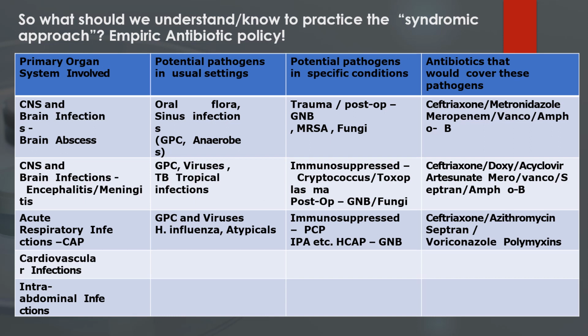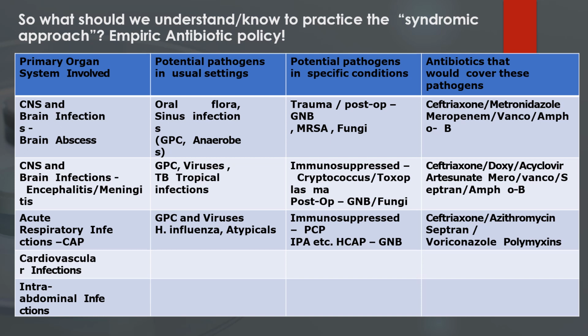So what should we understand or know to practice this syndromic approach? There is an empirical antibiotic policy. Primary organ system involvement is necessary to understand. Whether it is CNS or brain infection we face, for example, brain abscess, then what are the potential pathogens in the usual settings? What is the overall flora? What about sinus infections? Whether it's gram-positive cocci or anaerobes and other such things needs to be considered.